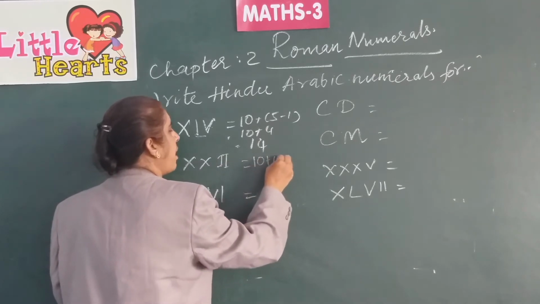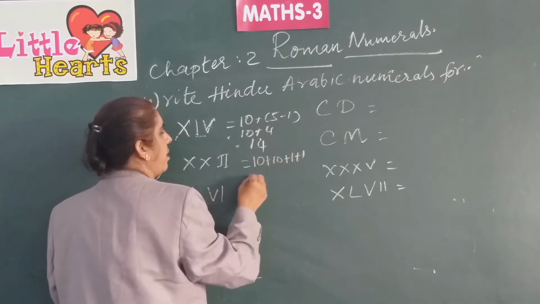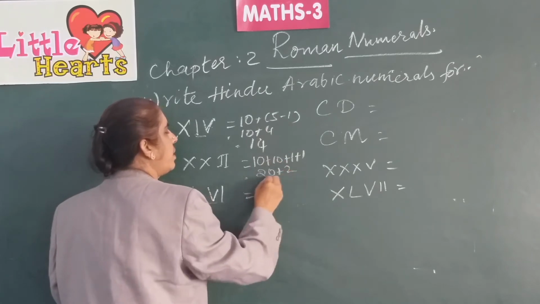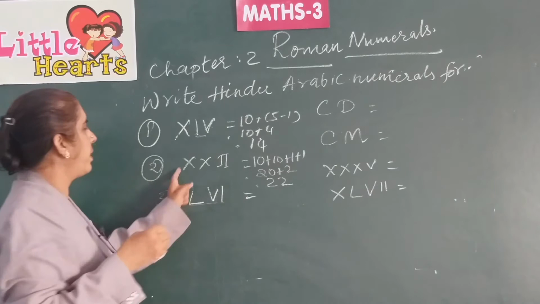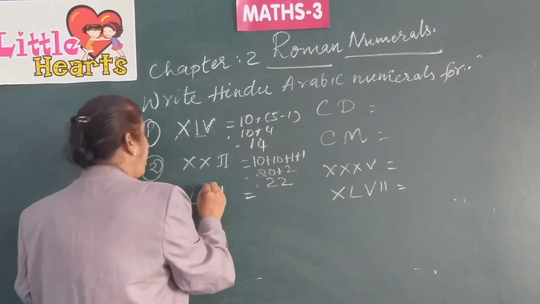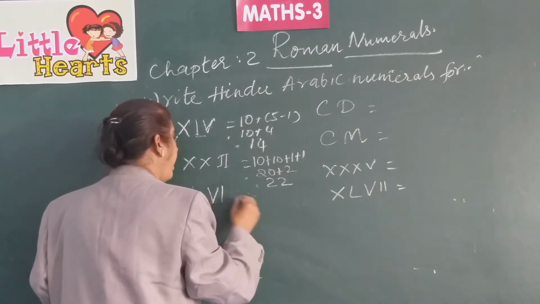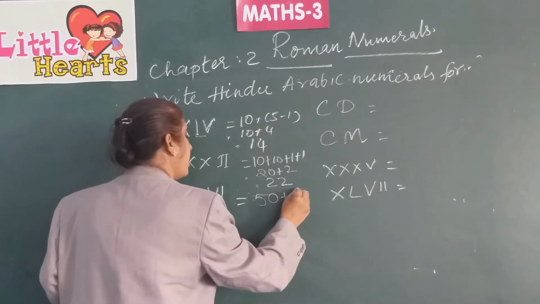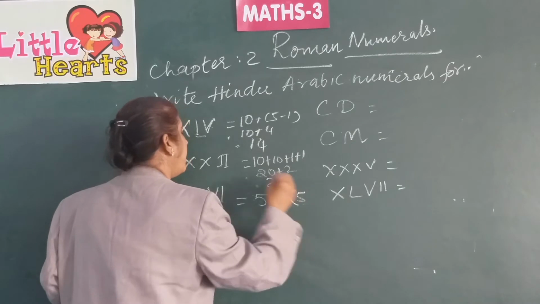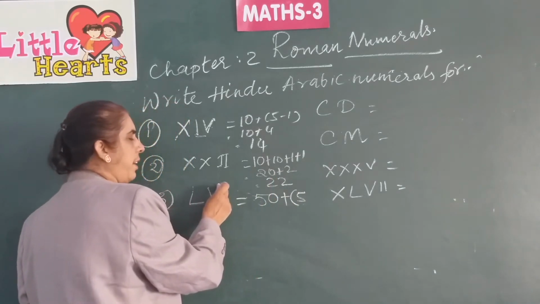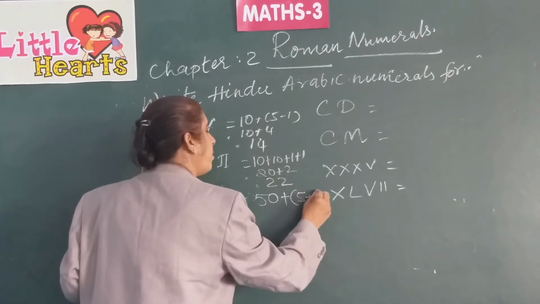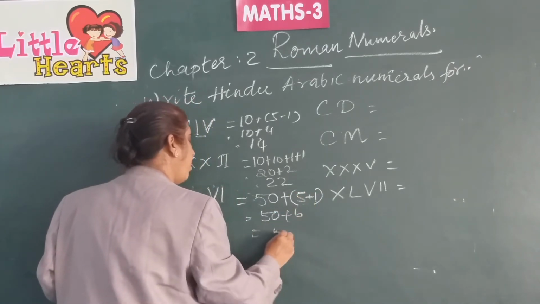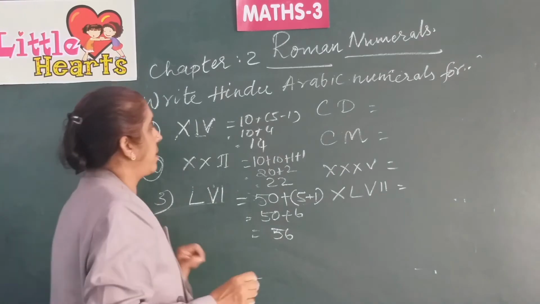This is XXII. 10 plus 10 plus 1 plus 1, 20 plus 2, that is 22. XXII is 22. LVI. L is 50 and this V is 5, and 1 is to the right side of V, so we have to add 1. 50 plus 6 is equal to 56.